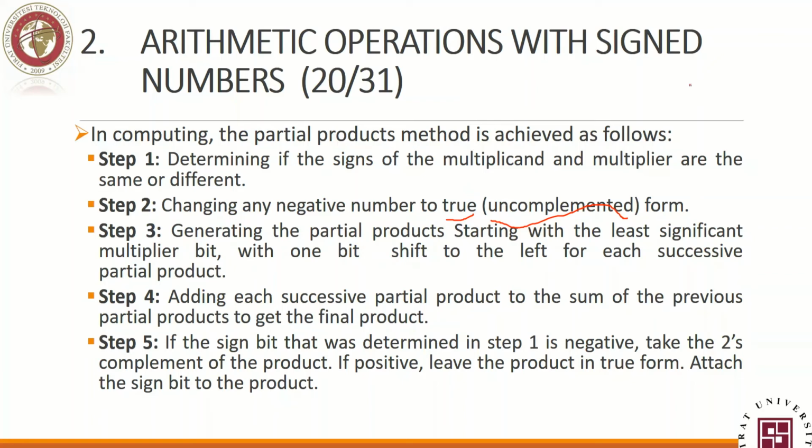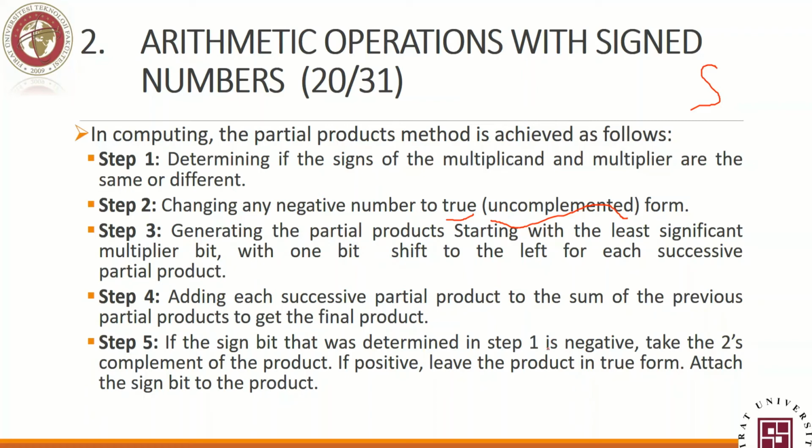How do I know it is negative? The sign bit. You need to check the sign bit. Once you change it to its true uncomplemented form, then you can create what we call partial products, starting with the least significant to the most significant. And each time you shift based on the positional weight. And then the fourth step, you add these partial products. Now, finally, if the signs are different, you need to set the sign bit. If they are equal, then you need to leave it the way it is.